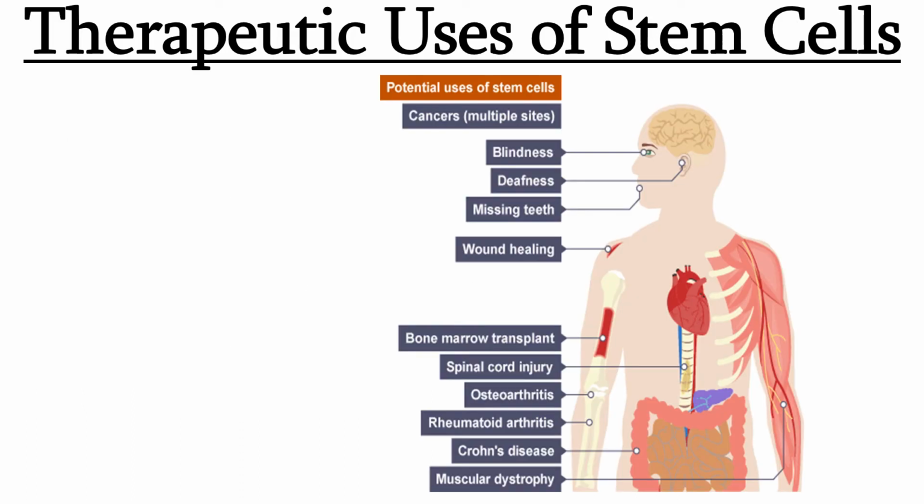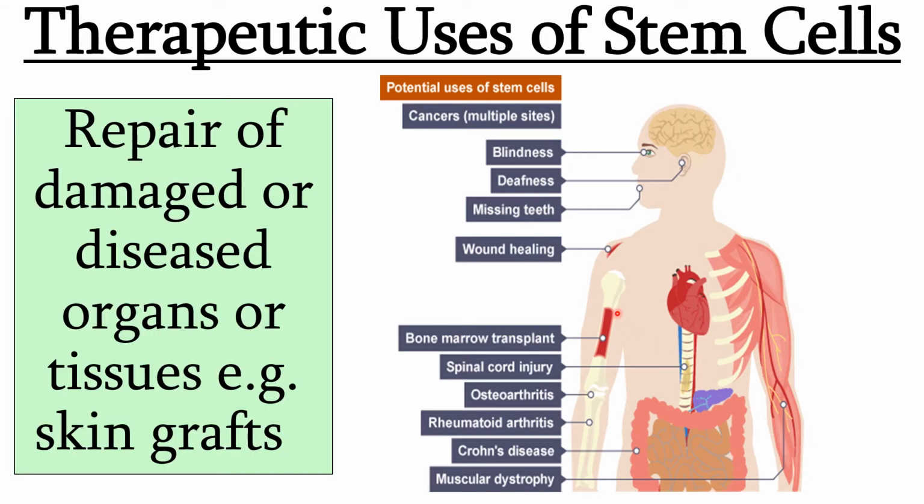So various different therapeutic uses, a lot of this is still ongoing at the moment, but anything where you need to replace cells is potentially a use of stem cells. Blindness, injury to the spinal cord, if you could replace the tissue there, get the nerve connection so people are not paralyzed anymore. Various different uses. Okay, but it all comes under the banner of repairing damaged or diseased organs or tissues. Skin grafts is another one.